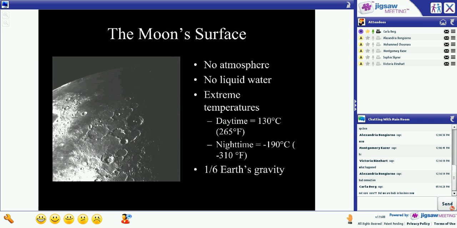So that's the interior of the moon, but what is the moon's surface made of? Let's think about that for a second. Does anyone want to read this slide about the moon's surface? Victoria, go right ahead.